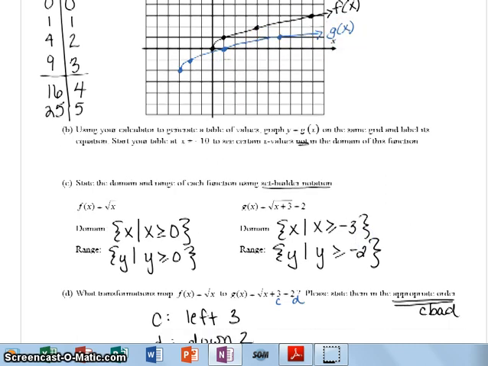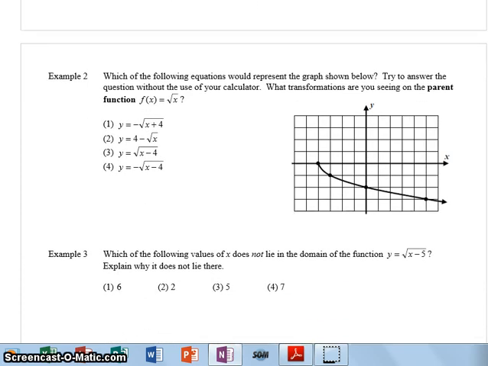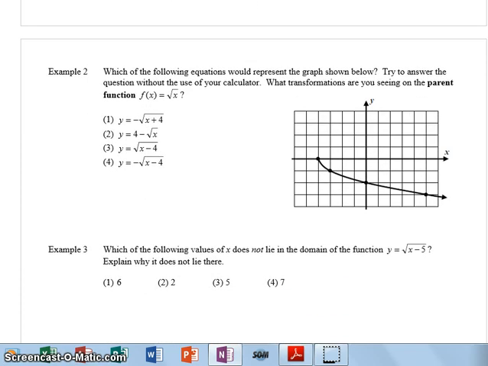Okay, moving on here to example 2. Which of the following equations would represent the graph shown below? Try to answer the question without the use of your calculator. What transformations are you seeing on the parent function? All right, so now remember, your parent function did something like this. Okay, there was my parent function.